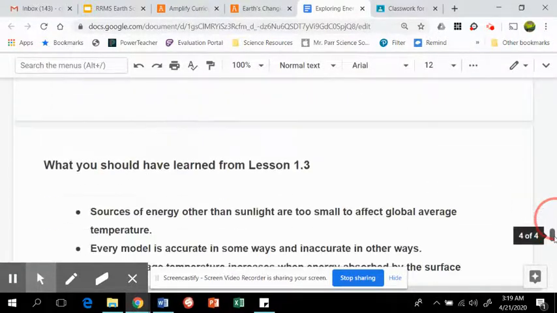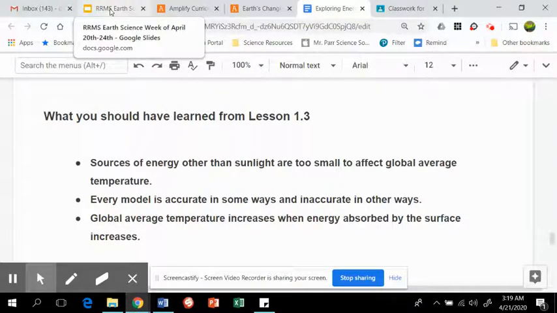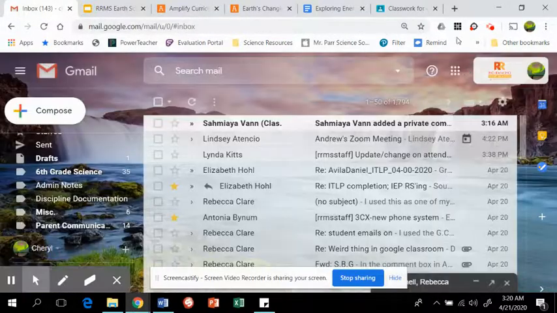Now, what should you have learned in this lesson? Sources of energy other than sunlight are too small to affect global average temperature. Every model is accurate in some ways and inaccurate in other ways. Global average temperatures increase when energy absorbed by the surface increases. All right? So one thing I did forget to show you, or not forget, but I didn't open it up beforehand, is that key concept.